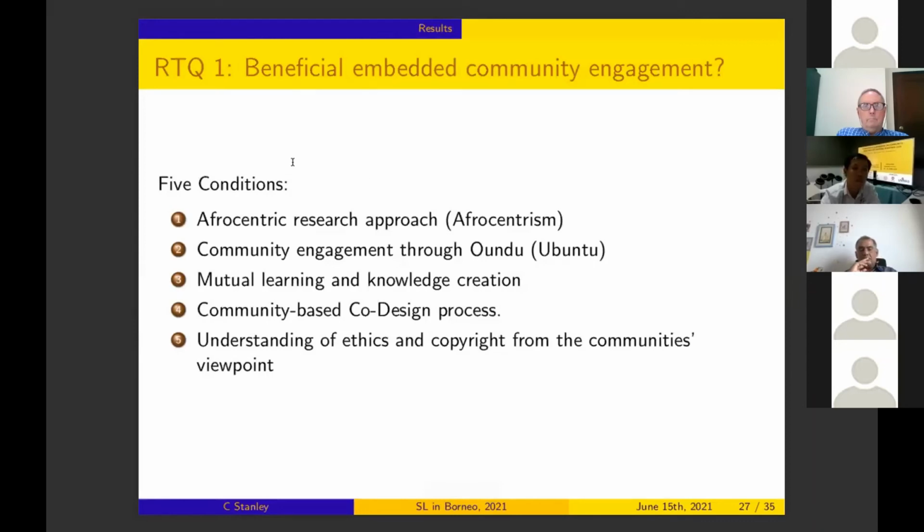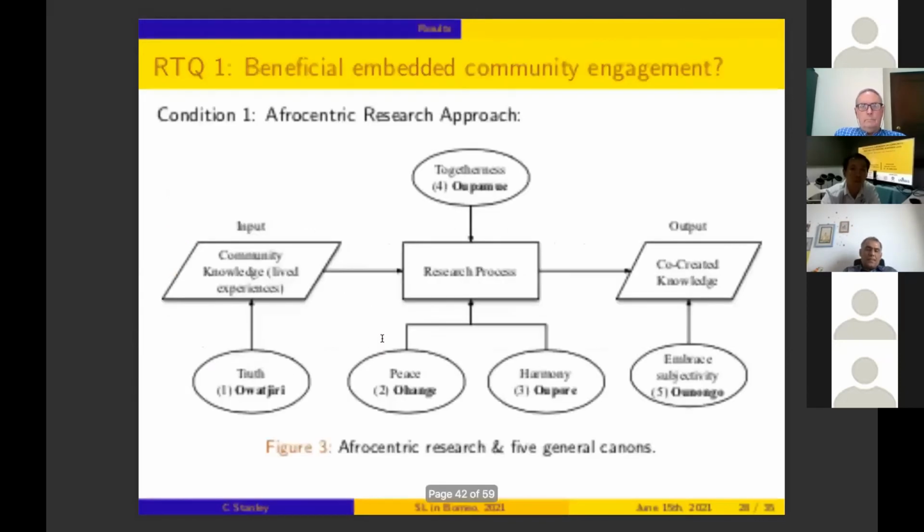So you notice that I started with the African theories, and I believe every community or every nation has their own theory on how they should approach. So the Afrocentric research approach, that's what you should do. And community engagement through Ubuntu, and mutual learning and knowledge creation, very important. Everyone should learn from this interaction. Community-based co-design process that I'm going to outline, and then understanding of ethics and copyright from the community's viewpoint.